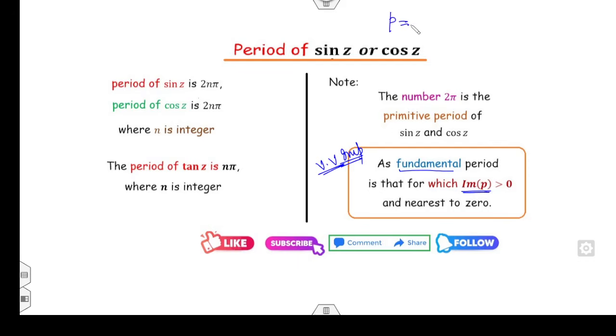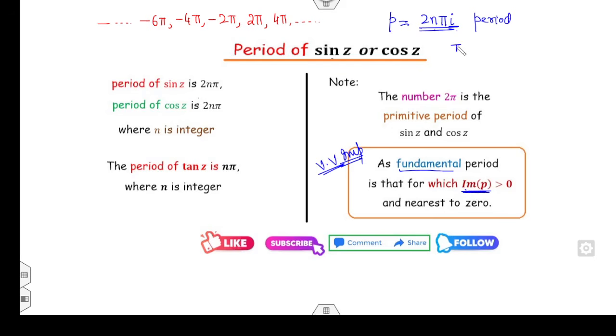Let's say 2n pi iota is my period. Fine. If I substitute values, that becomes minus 6 pi, minus 4 pi, minus 2 pi, plus 2 pi, 4 pi, and so on. Now look at the definition: whose imaginary part is greater than 0.